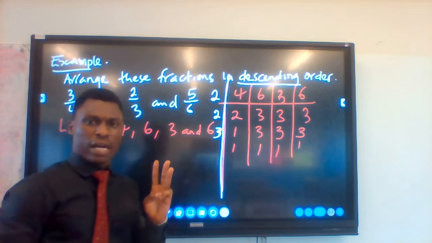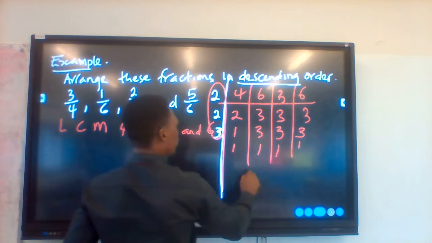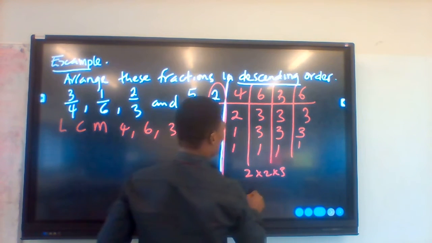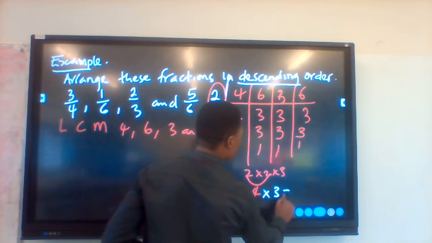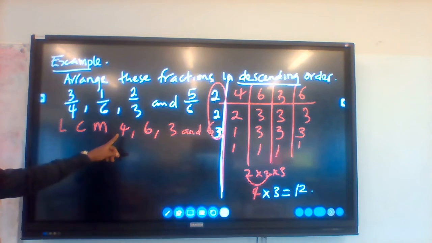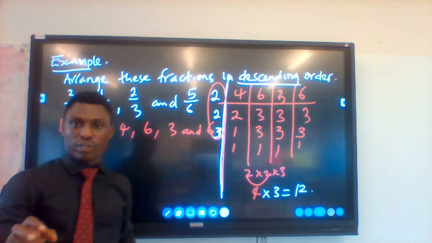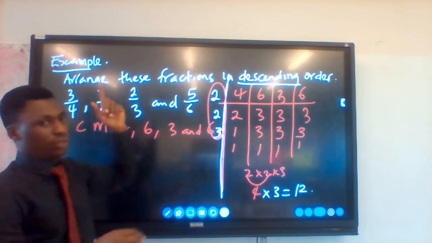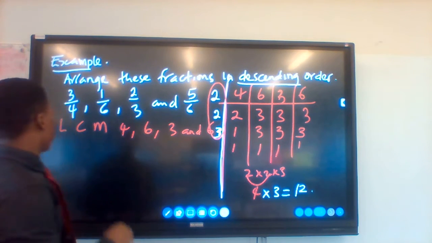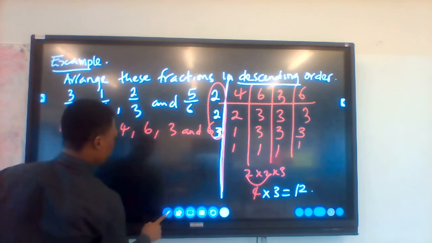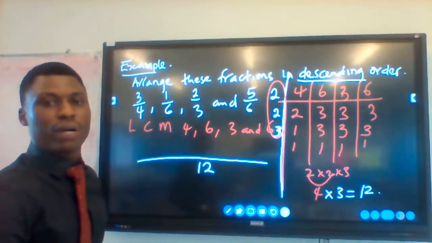I gave us 3 methods last episode. You can go there and check. So the LCM will be 2 times 2 times 3. 2 times 2 will give us 4, and 4 times 3 will give us 12. Meaning that the LCM of 4, 6, 3, and 6 is 12. That means that 4 can go in 12, 6 can go in 12, 3 can go in 12. So we are going to bring on the line over 12. Okay? Over 12.